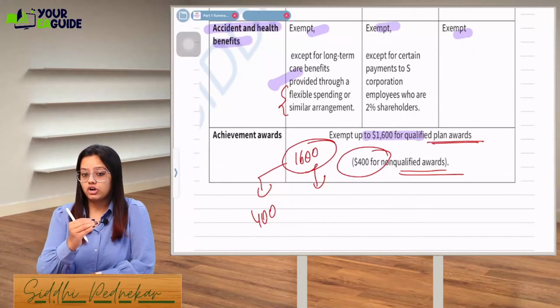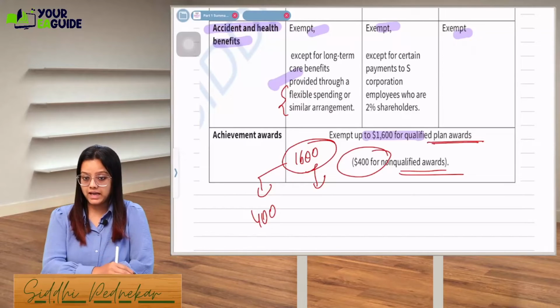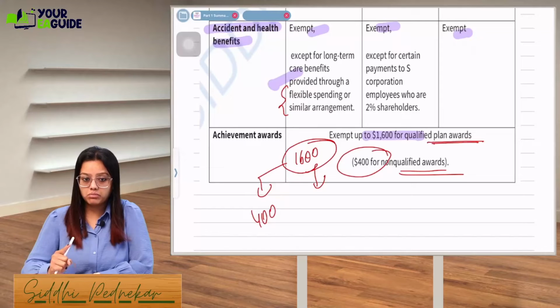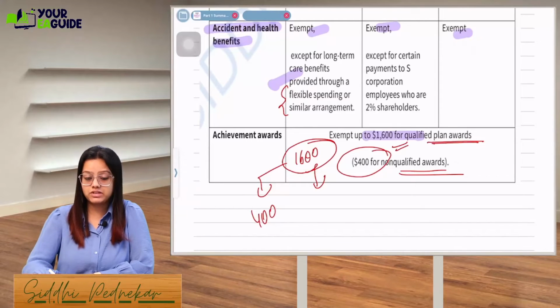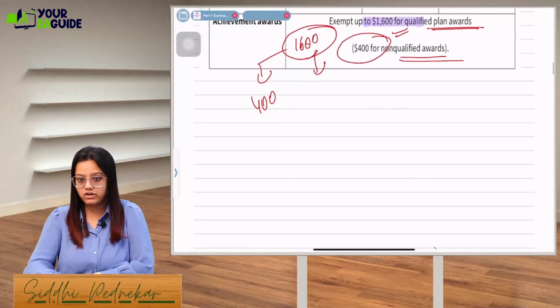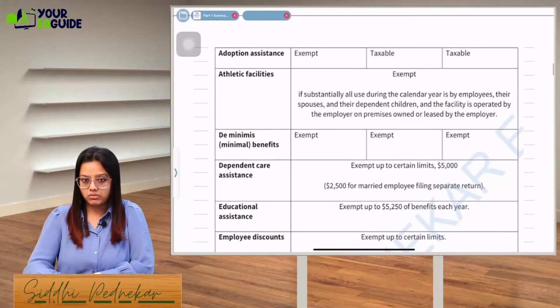There were 2-3 more criteria which you have seen, that in the last 5 years the award should be given only once. Okay, if you are going to receive it more than once, you don't get this exception. Okay, up to $1600 you can get the achievement award.